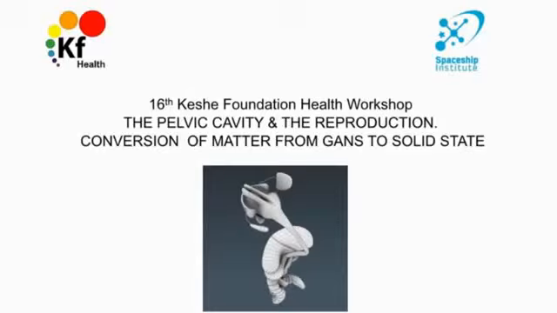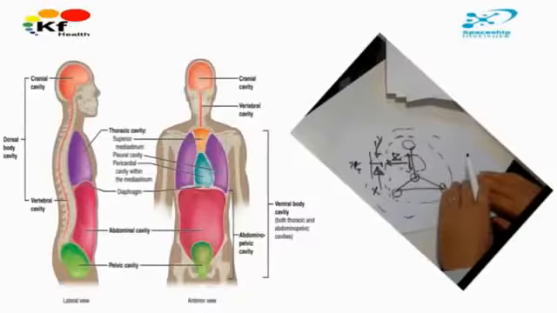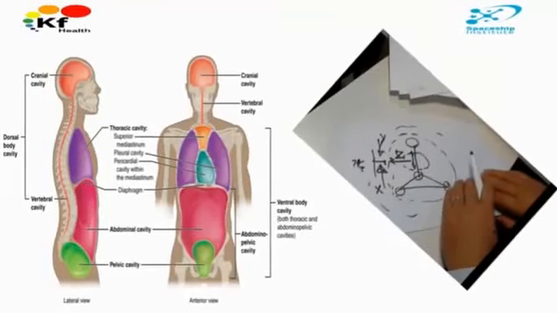Yes. Hello, everybody. It's me, Elia. It's nice to be with you at the sixth health teaching workshop of the Keshe Foundation. Today, the subject will be the pelvic cavity and reproduction. In the same way, in that place, we have the transformation of the GAN state to the matter state. So today we'll see the vice versa transversion of matter, the opposite of the digestive system, where we convert the matter state from matter to the GANs.